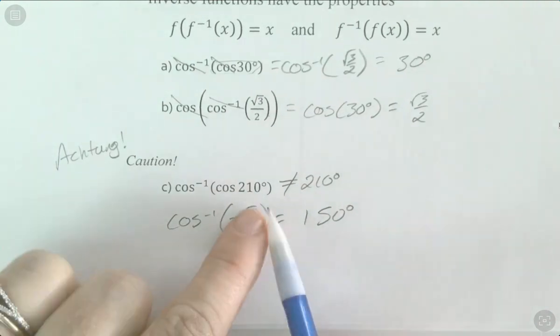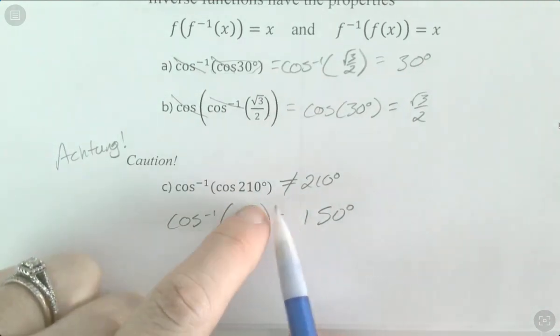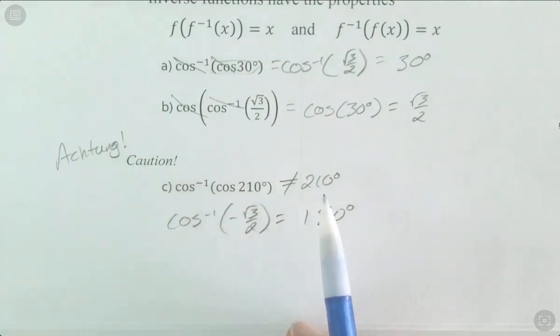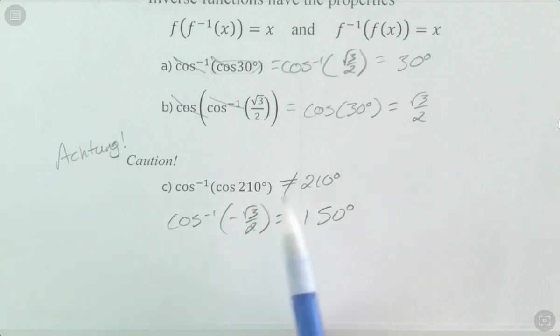I mean, one clue, and you can't always interpret it this way because it's not always written this way, but 210 degrees is outside of the domain of the inverse cosine. So you can't answer 210. You can only answer between 0 and 180 for cosine, and between negative 90 and 90 for sine and tangent.